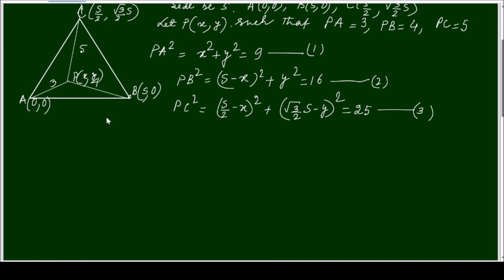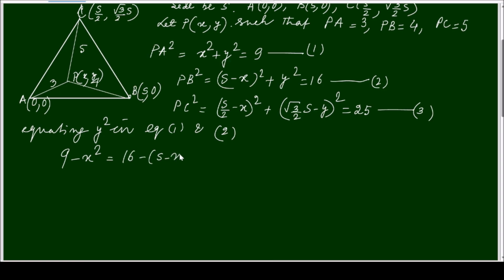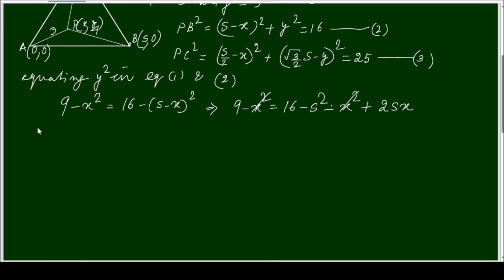First equation is x square plus y square equals 9, and second is this. So equating y square in equation 1 and 2, we get 9 minus x square equals 16 minus (s minus x) whole square, or 9 minus x square equals 16 minus s square plus 2sx minus x square. So cancelling x square, I'll get 2sx equals s square minus 7, or x equals (s square minus 7) over 2s.